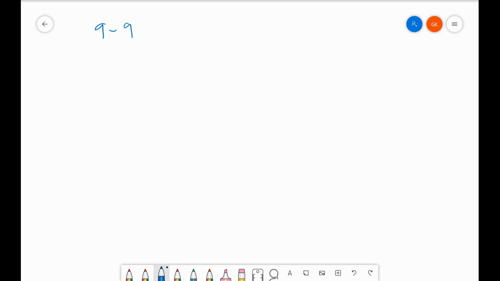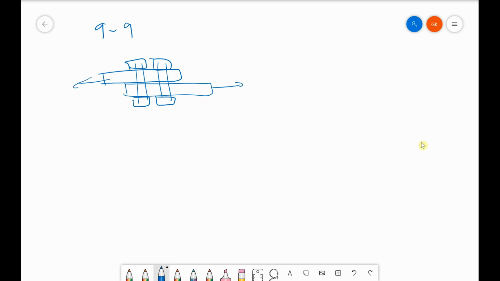Okay, so in example 9-9, we have a lap joint, which looks something like this. It's got two plates, and it has two bolts going through those plates with a nut on either side. And we're wondering what is the average shear stress in the bolts, because that's what's going to get cut. The plates aren't going to get cut. The bolts are.